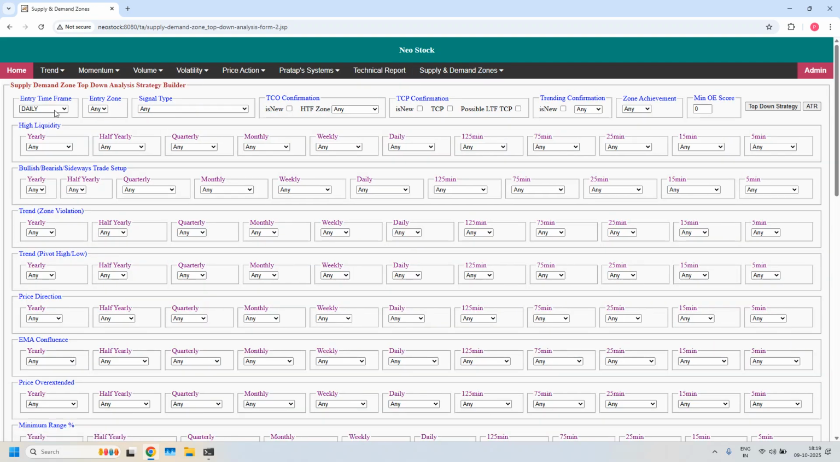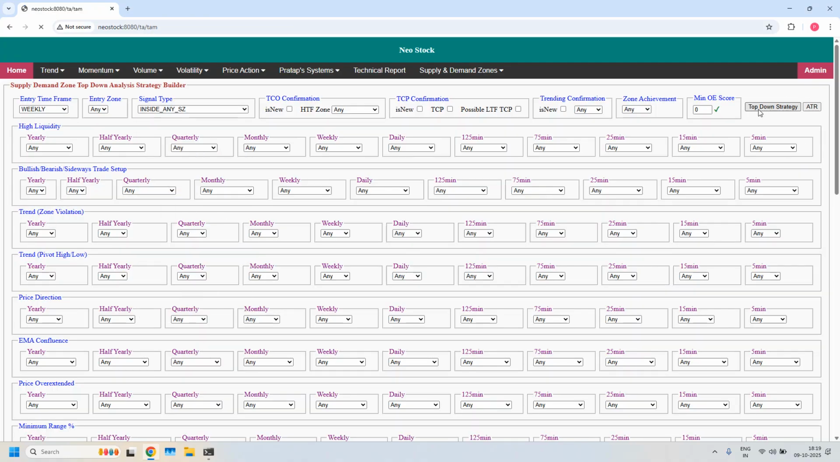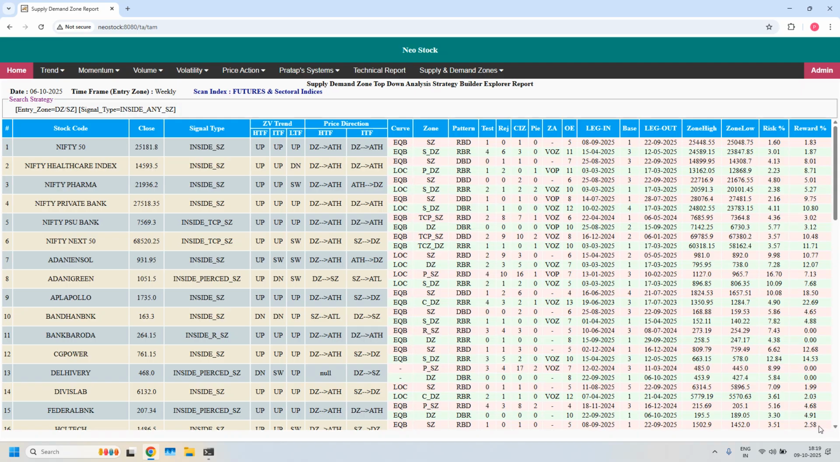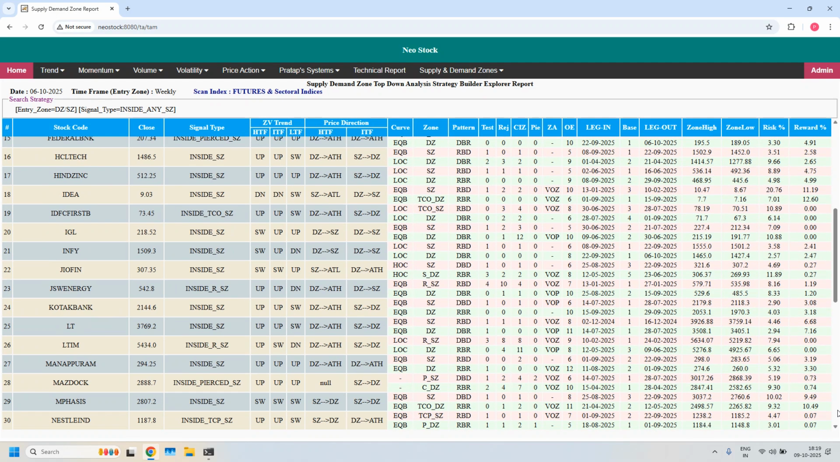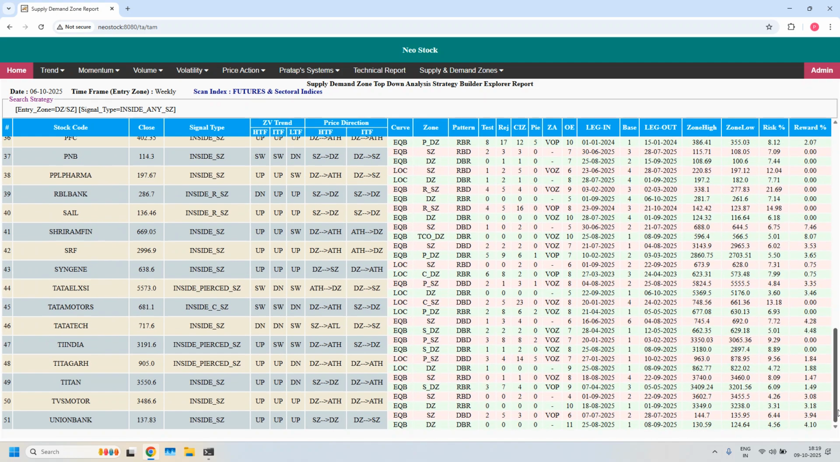Okay, next, price closed inside the weekly supply zone. First 15 stocks in the list. Scrolling the list down. Total 51 stocks are filtered.